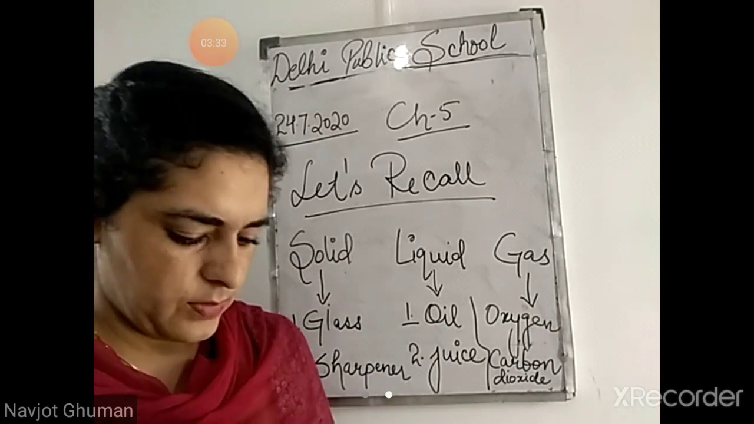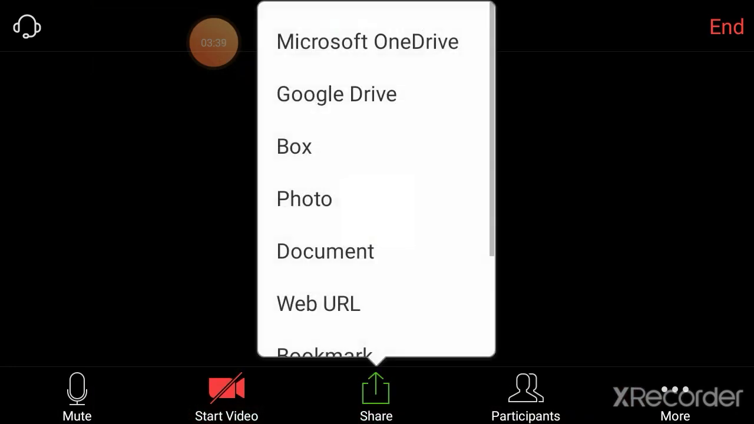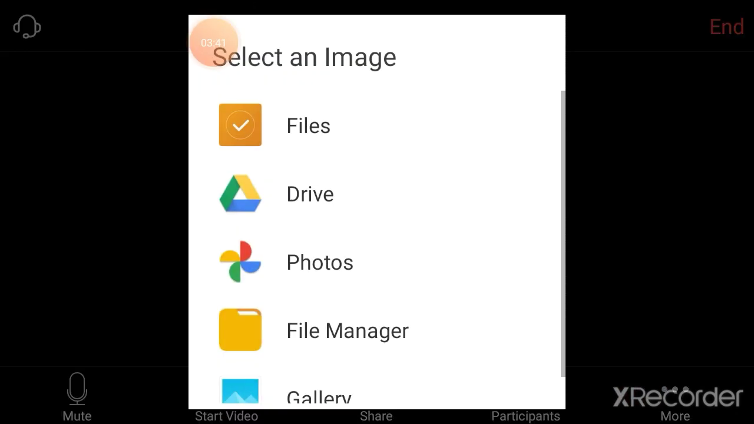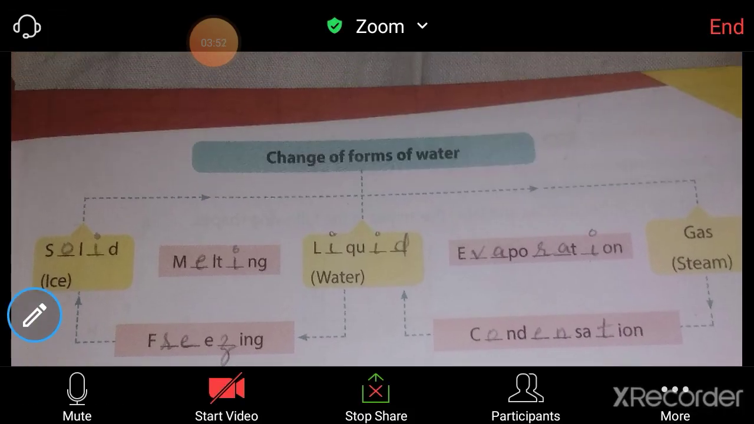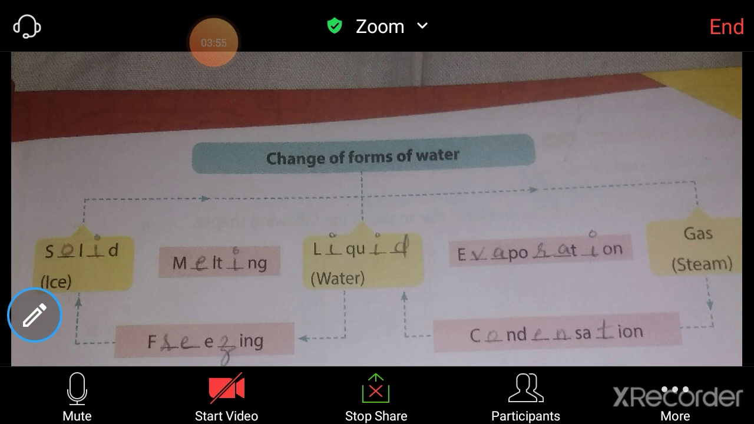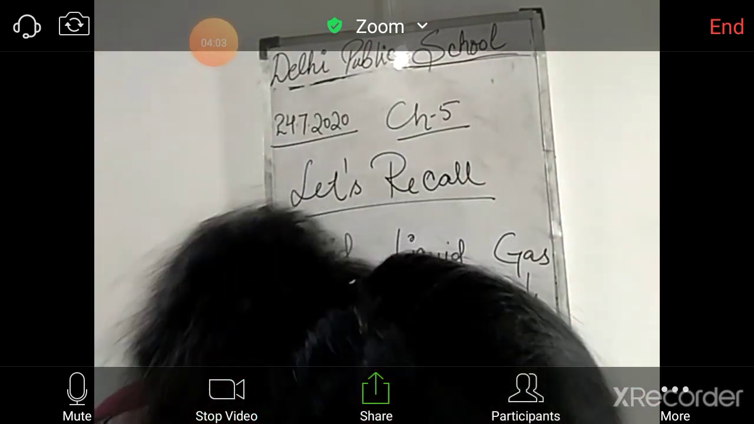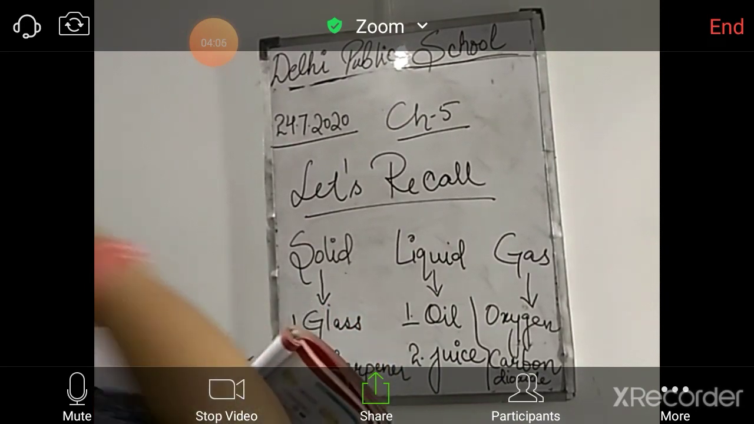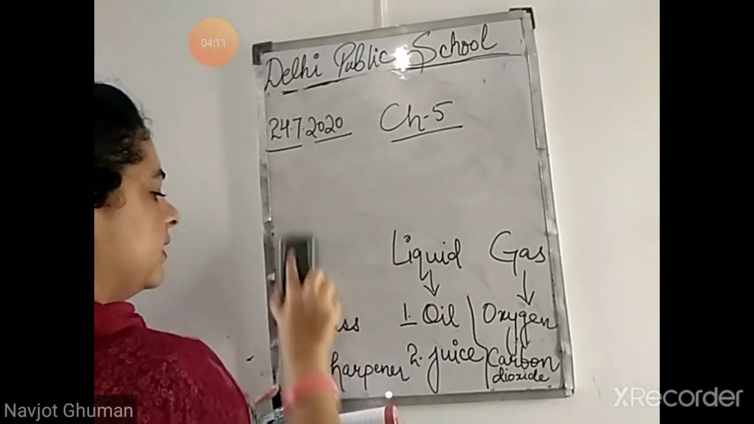So next on page number 55, change of forms of water. There is a flow chart given over here in which it is told how water changes its form, by which processes, that we have to write over here. See, change of forms of water. Now let's do it. First they have given ice. Ice is which form of water? That we have to write.